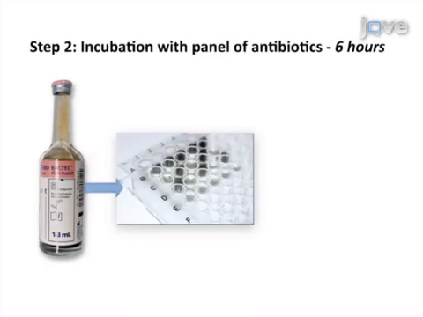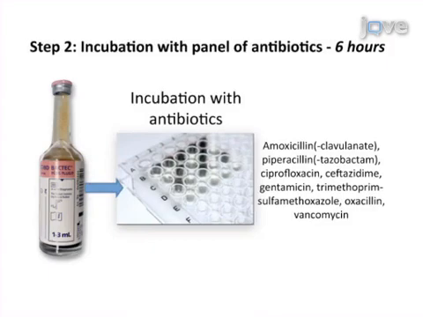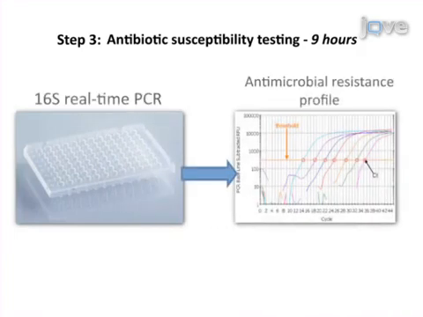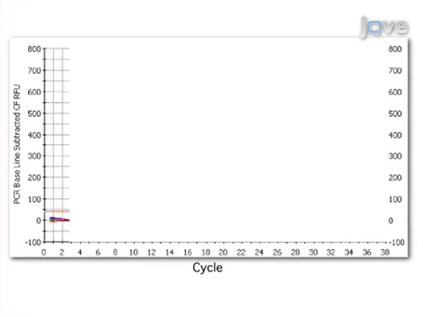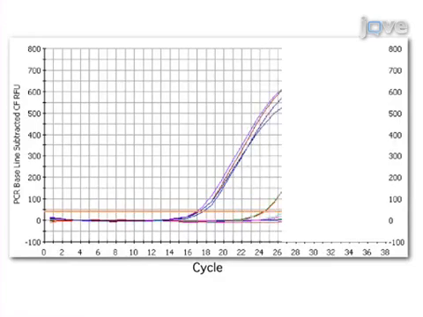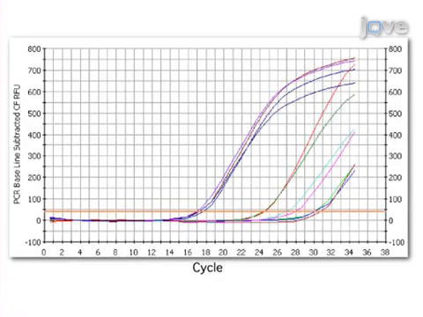Then the isolate is incubated with a panel of antibiotics for 6 hours. The next step is to determine growth or growth inhibition of the isolate in the presence of the antibiotic using a quantitative 16S ribosomal DNA PCR assay. Ultimately, the results show that identification and antibiotic susceptibility testing of a blood culture isolate can be obtained more rapidly through this combination of culture and PCR.